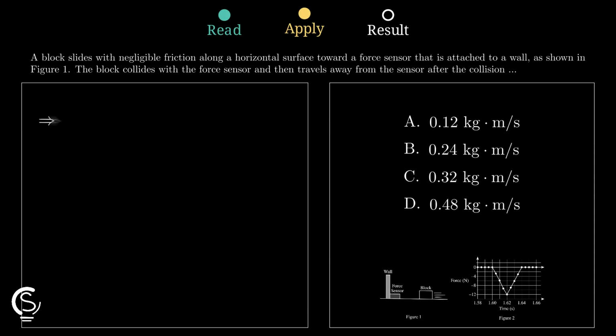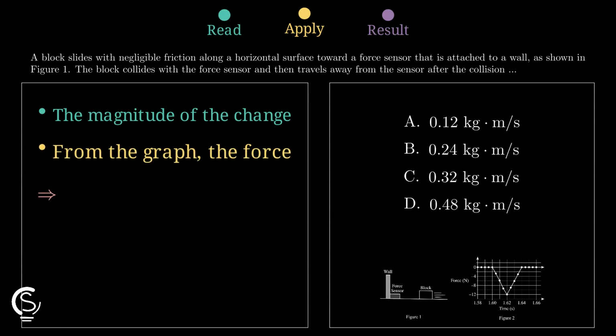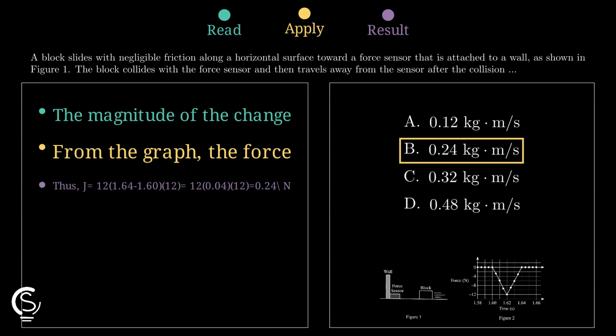From the graph, the force is only non-zero during the triangular pulse from 1.60 to 1.64 seconds, so the needed impulse is just the area of that triangle. Use triangle area: 1/2 times the base, 1.64 minus 1.60, times the height, 12, which gives 0.24 kilogram meters per second.